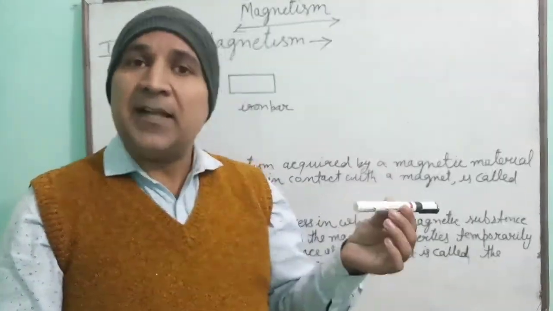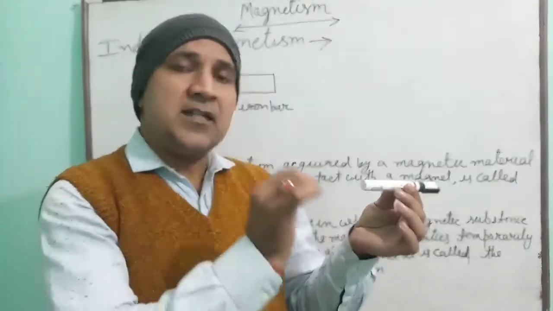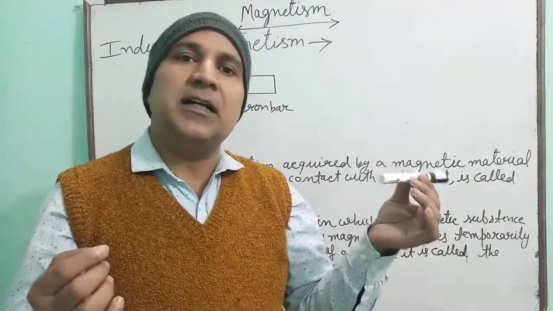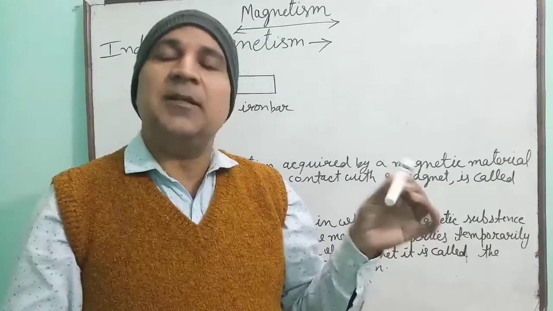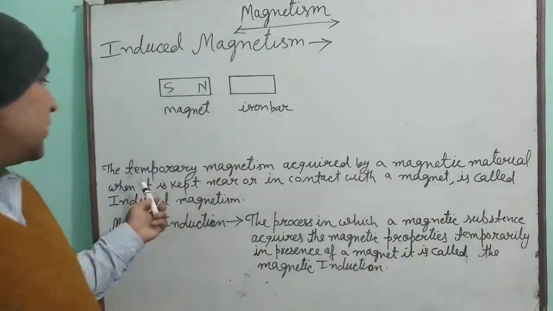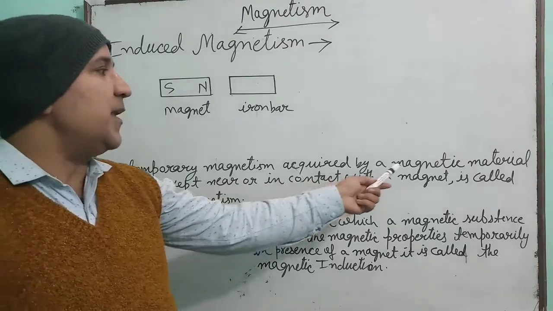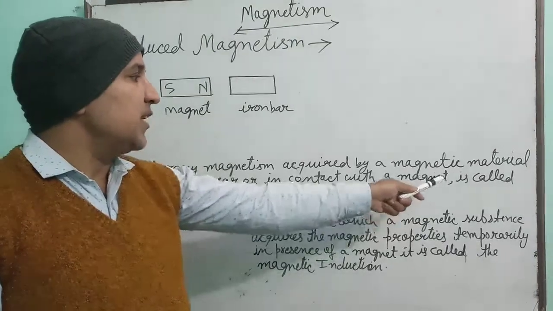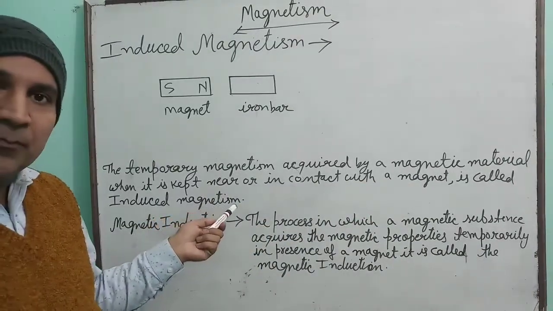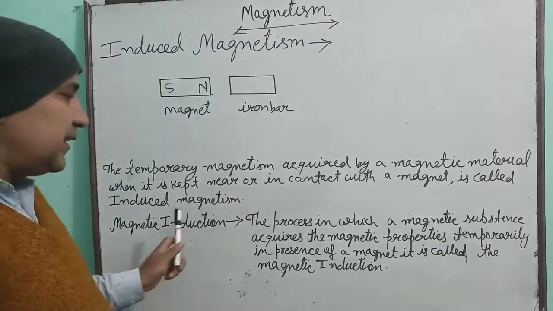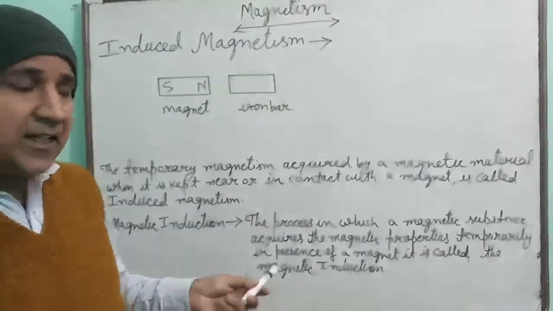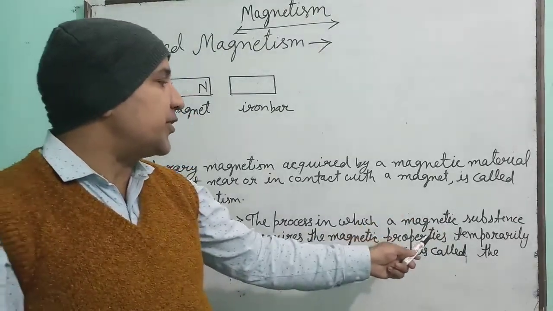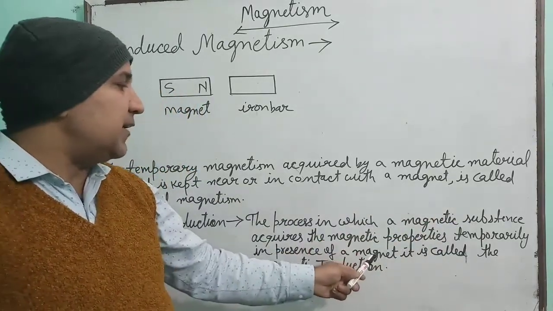A material will behave like a magnet only till it is kept near a magnet. When the magnet is removed, it will become a normal material again. Now it will not behave like a magnet. Understood? So the temporary magnetism acquired by a magnetic material when it is kept near or in contact with a magnet is called induced magnetism. And this process is called magnetic induction. So what is magnetic induction? The process in which a magnetic substance acquires magnetic properties temporarily in the presence of a magnet is called magnetic induction.